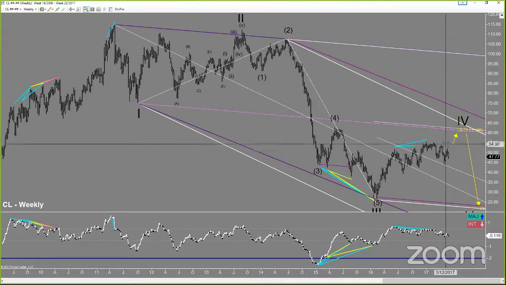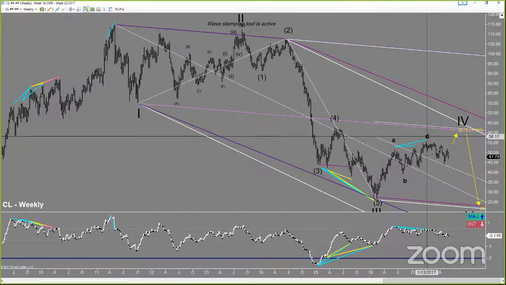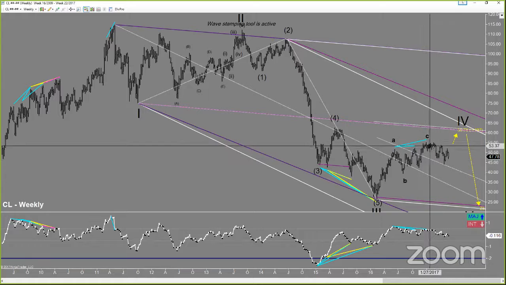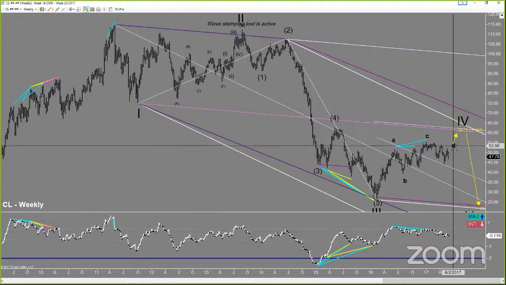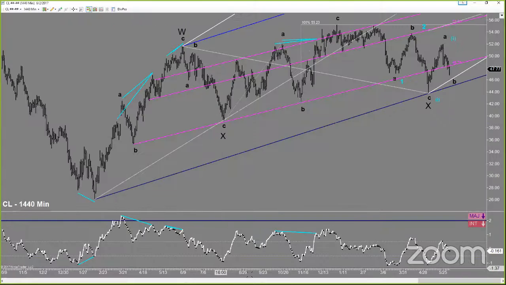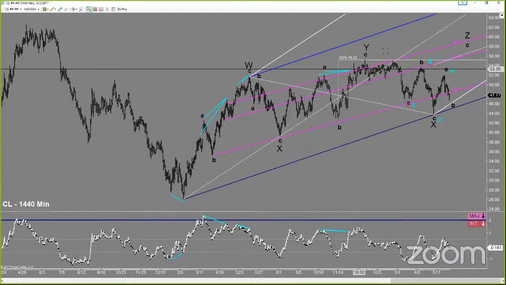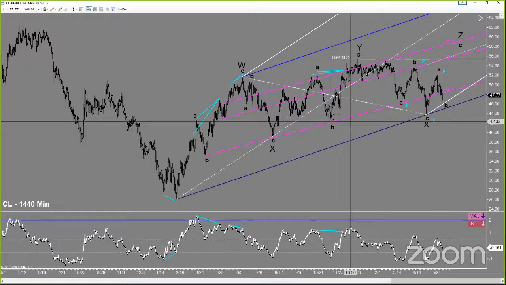And really the possibility is that this is completed, and that's actually what we were considering before, but favoring more upside, and I'll show you that now on the daily. So this is this last up move. This is what we're looking for as the fourth wave, or what we have counted as the fourth wave.